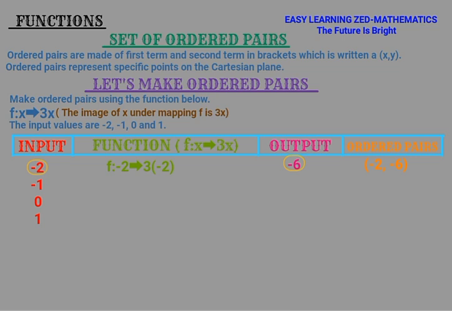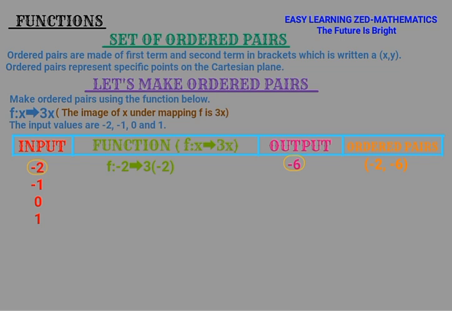The output will be for the y-axis, the coordinates for the y-axis. So the input, which is -2, will be the point on the x-axis, and then -6 will be for the y-axis.